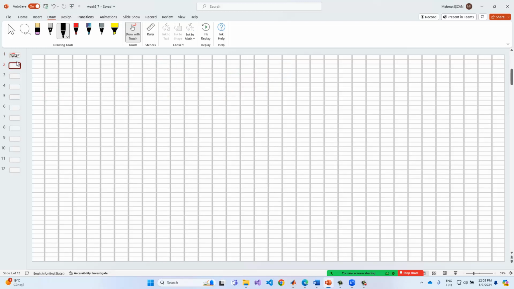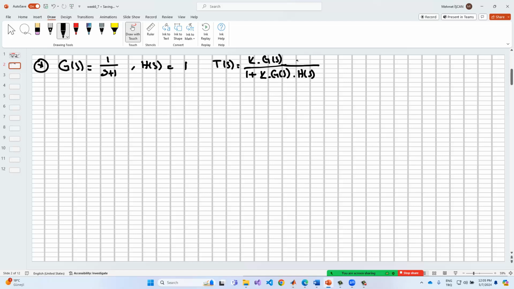For example, if we set G(s) equal to 1 divided by s plus 1, and so we can take H(s) equal to 1, and the whole closed loop transfer function, which is given as KG(s) divided by 1 plus KG(s)H(s), and so we will get what? This solution in here. T(s) is equal to what?